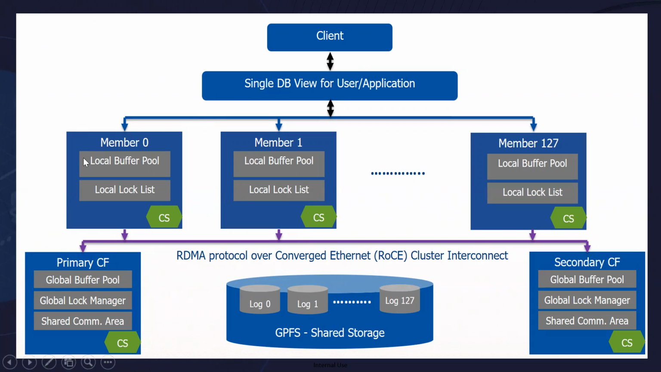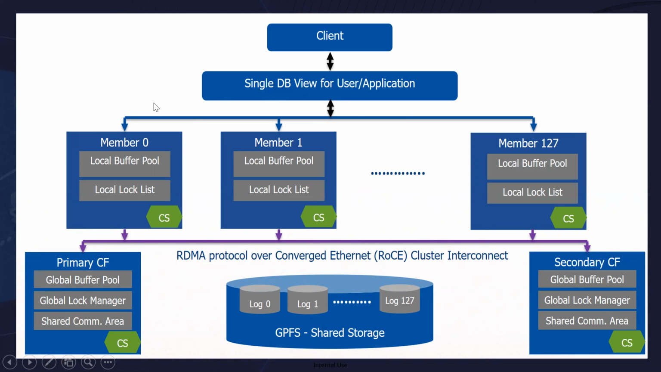We can have multiple members, right, for availability purposes and also the performance improvement purpose. So for example, member 0 to 127. That means we can have a maximum of 128 members in the cluster. And then we will have a primary CF, the cluster caching facility, and a secondary cluster caching facility. These two will act as a brain for the entire cluster.